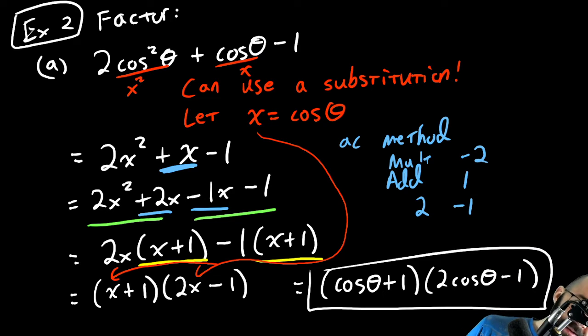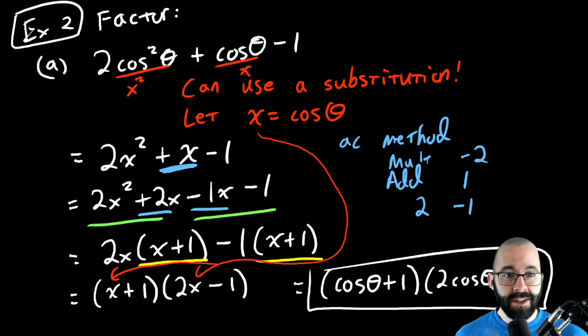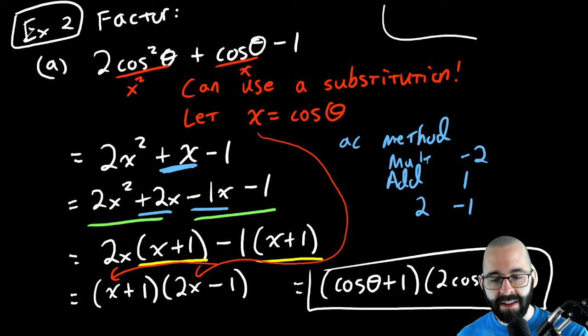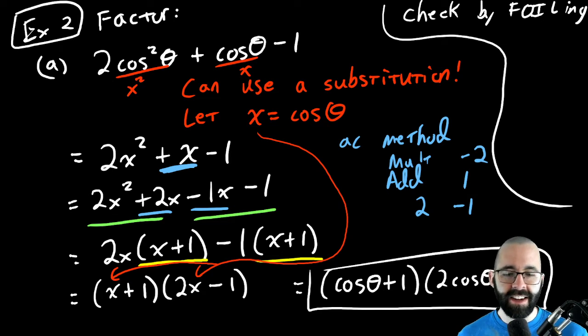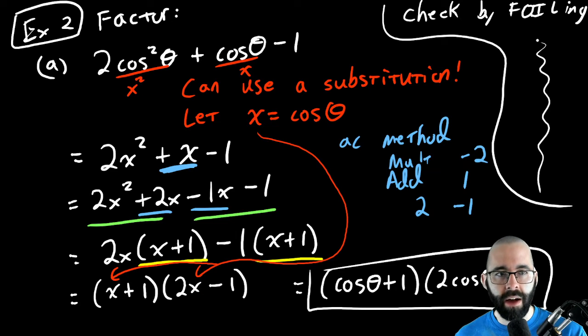Now, a really good way of checking your answer here is, you guessed it, foiling it out and seeing that you got the same thing here. So you could go off to the side, right, and say, you can check by foiling. But we're not going to do that here. All right, but you can do it. Let's do part B.